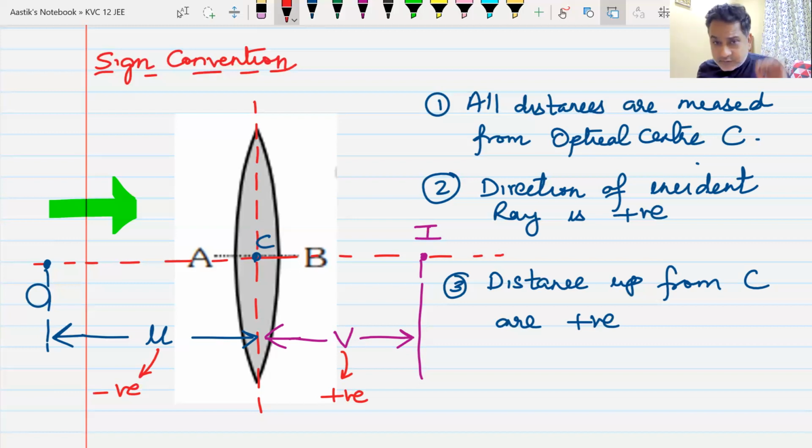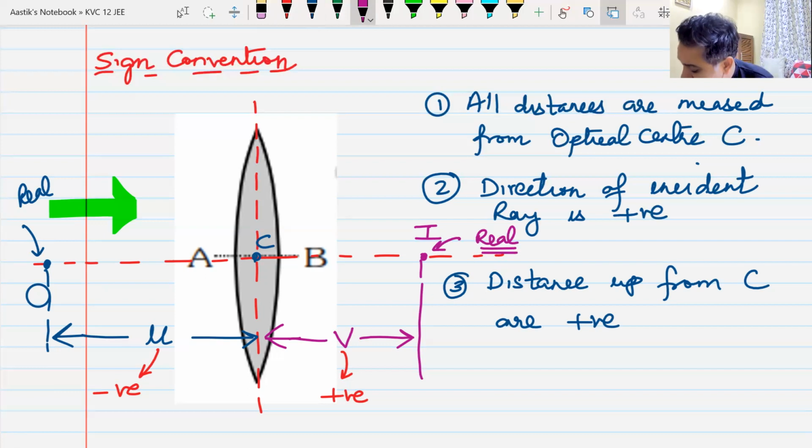Now tell me here, is this object real or is this object virtual? Real. Is the image real or is the image virtual? This object is real. What about the image? Is it real or virtual? Real, sir. Remember, for a lens, whenever the image is formed on the other side, it is always going to be real. Do we understand this? Okay. Now tell me, this is what type of lens? This is a convex lens.